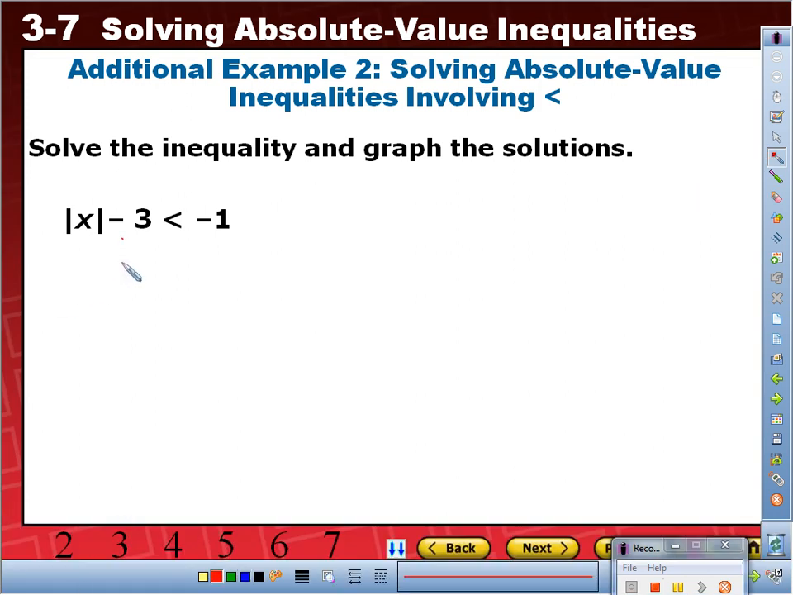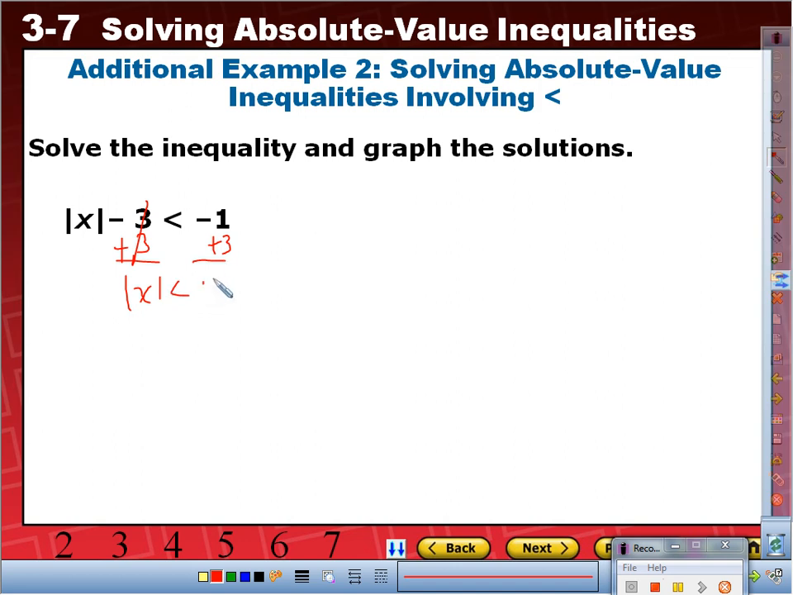So the inverse is to add 3 to each side. We're left with absolute value of x less than 2. Do we have anything else outside the absolute value? No. Can I simplify this side? No. So at that point, we're going to write our two inequalities.